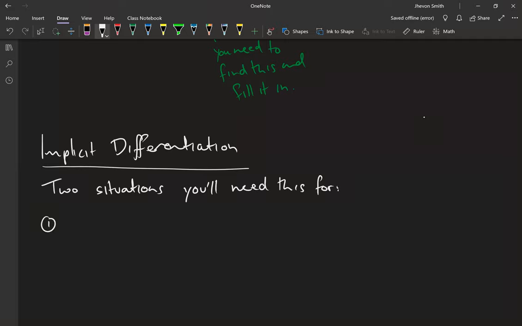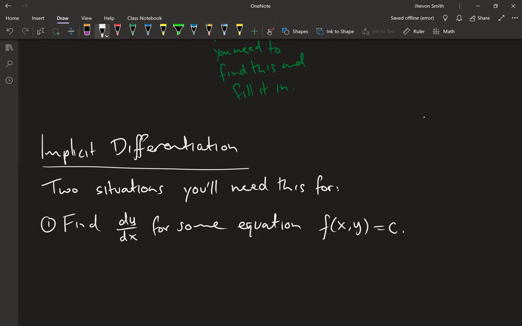So one situation is I'm going to ask you to find dy/dx for some equation f(x, y) = constant. So this is an example of this.